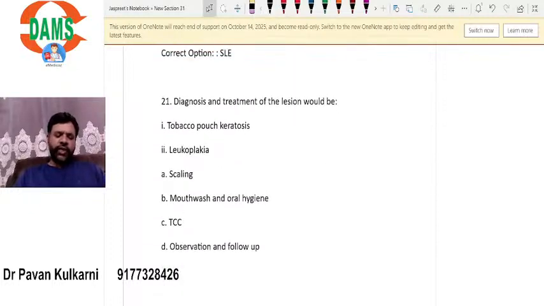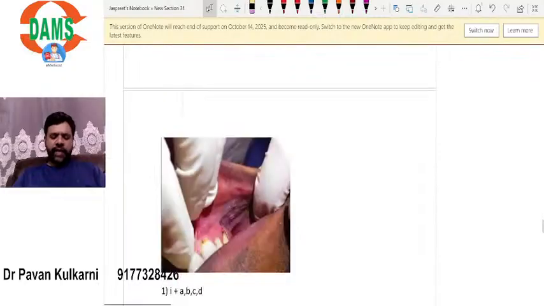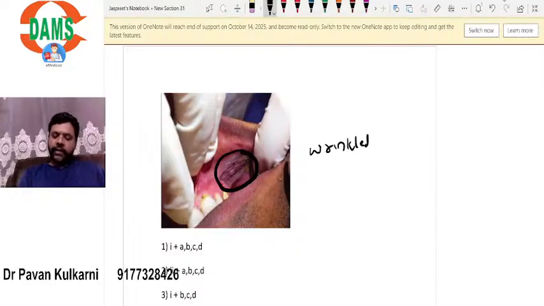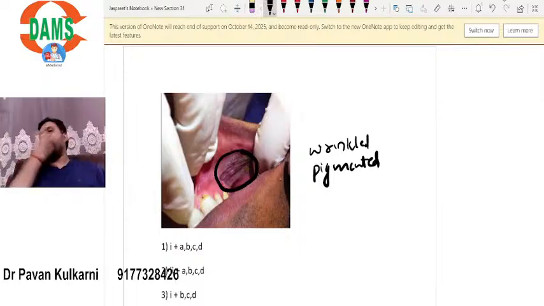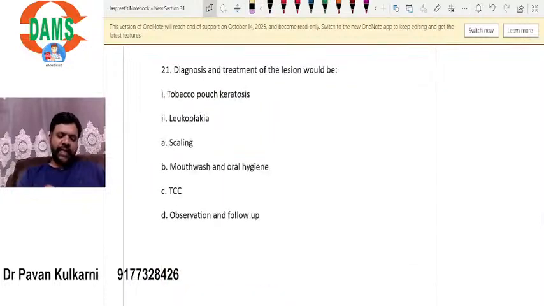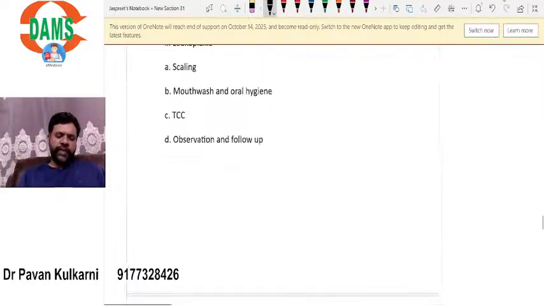Diagnosis and treatment of the lesion would be, in this image they have classically given here. If you can see this image, there is a lesion here. All of you can see that easily. This is a wrinkled lesion. The surface is wrinkled and pigmented. Typically the patient keeps the tobacco in this region. This is a tobacco pouch keratosis. Diagnose this first. It is not leukoplakia. What should be the treatment for these patients?